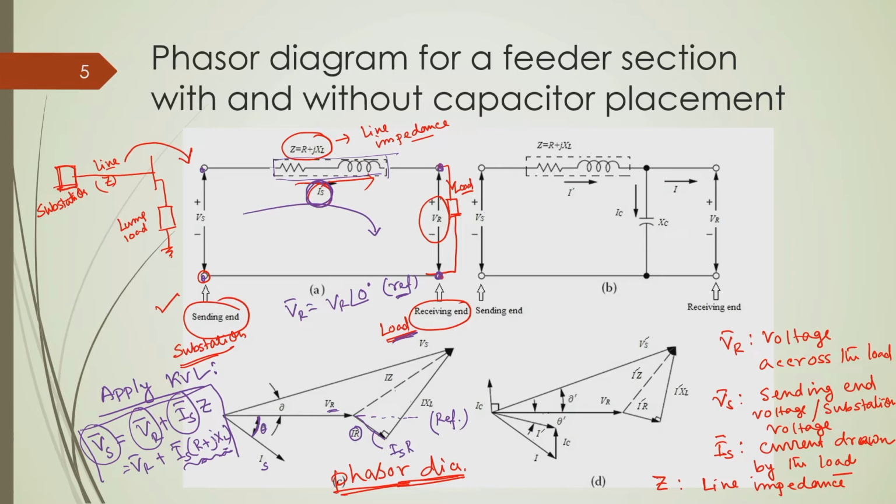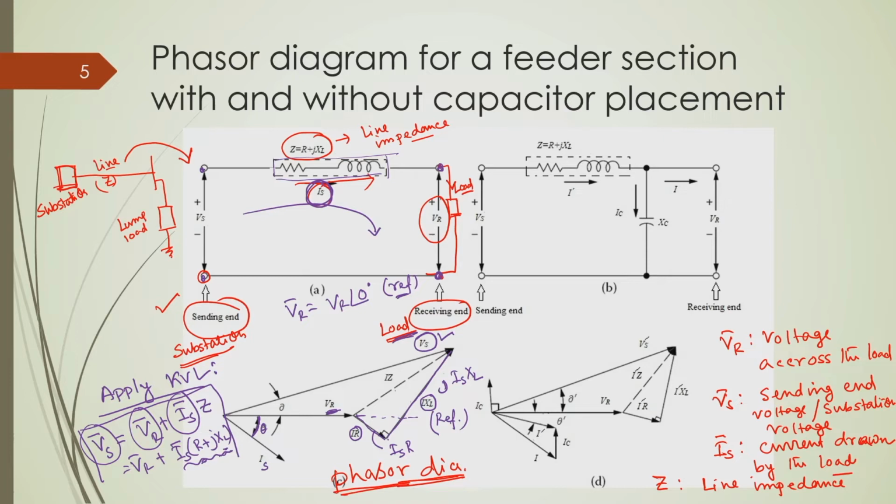And j I s x L will lead by 90 degrees with respect to this I s, because we have this operator j. So, this is the drop of j I s x L. If you add these two drops to the receiving end voltage, then whatever phasor we get is the sending end voltage or substation voltage. This is the phasor diagram that we know; in fact, you have seen this previously also.